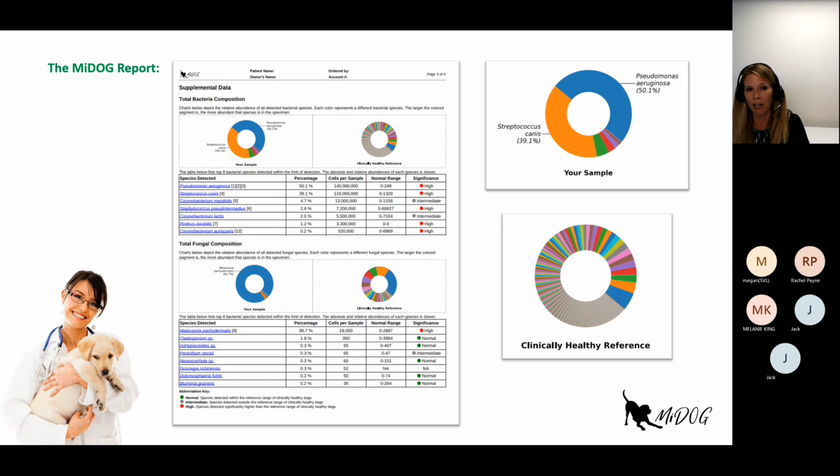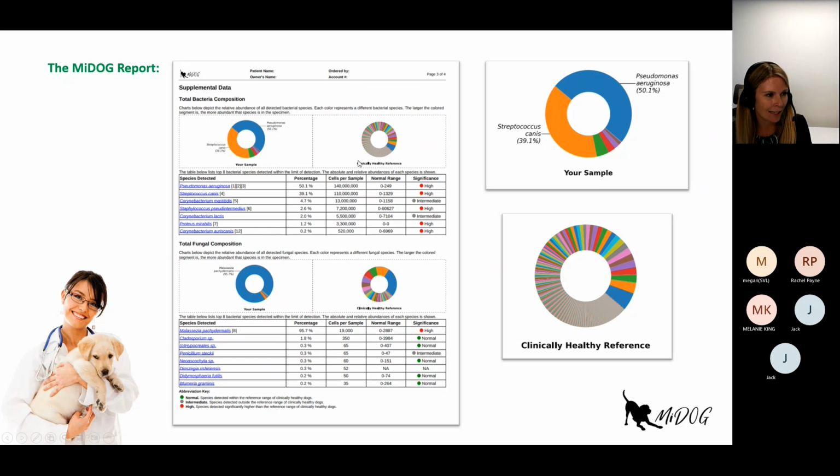On page 3, we have additional or supplemental information, or what would be referred to in the culture report as commensals. We list all the top abundant organisms, both for bacteria and for fungi. And for dogs, we do have the clinically healthy reference range, which is shown here. And this is very nice to go over with your patients too, because it's colorful and, I don't know, kind of fun to look at.